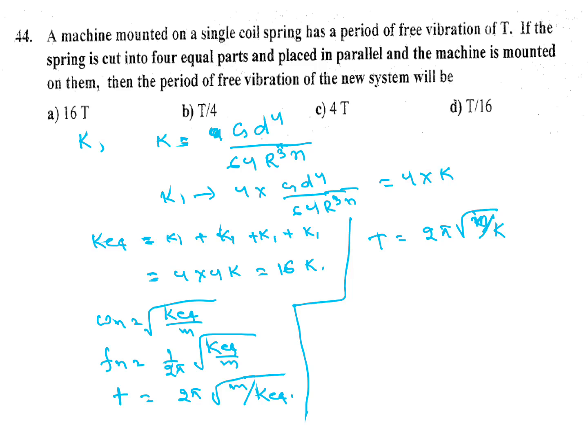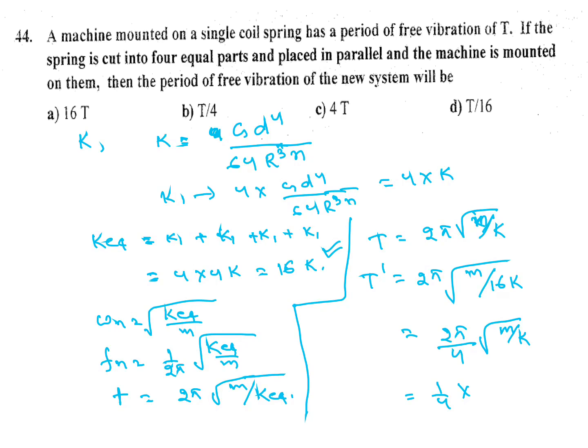Then finally T dash is 2 pi after cut. Mass is same. K becomes K equivalent, 16K. This one I got already, 16K. So it's 2 pi, root over 16 is 4, whole into root over of M by K. So it's 1 by 4 into 2 pi whole root over M by K, which is T. So it's T by 4. B is our answer.